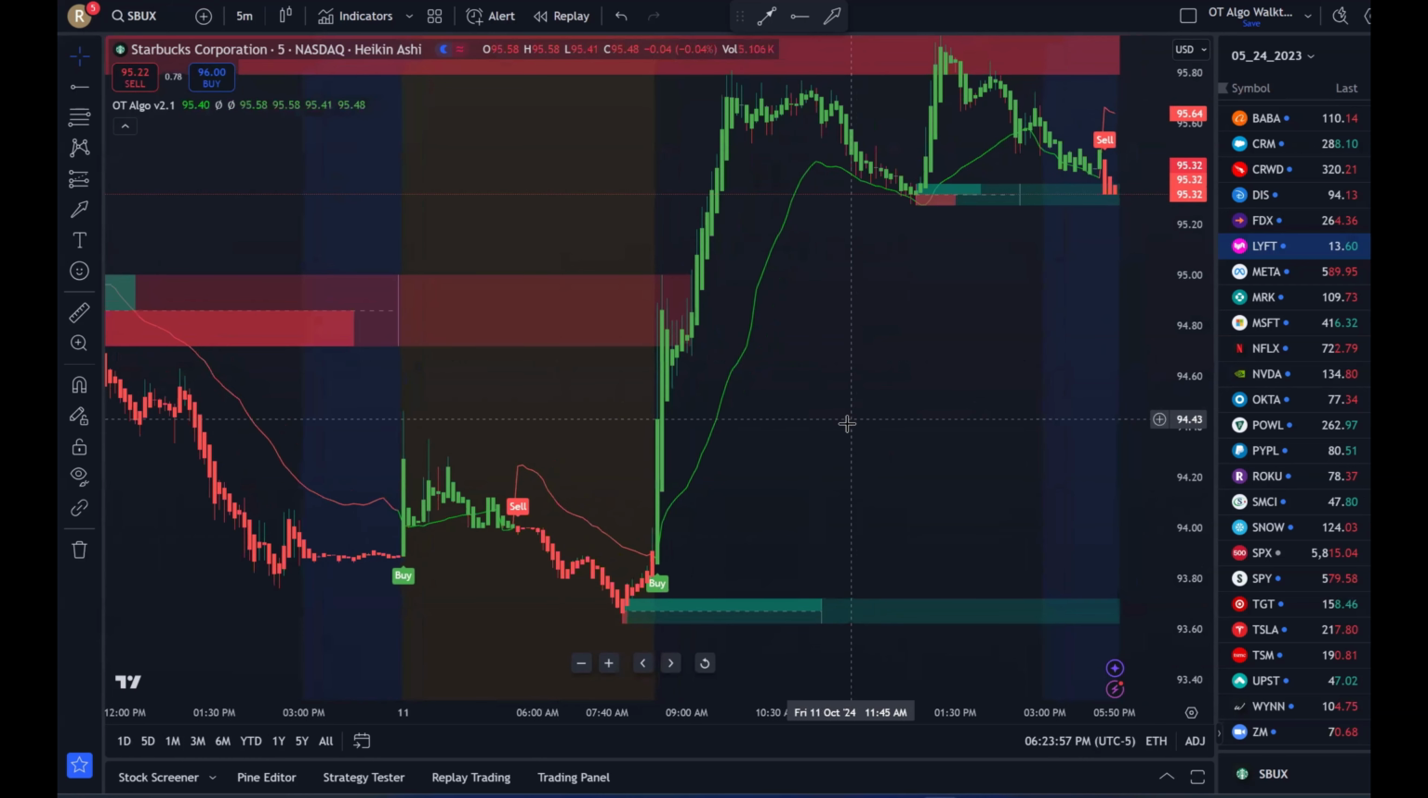The reason why I want to bring up this chart is that right after the order block at the market open, we have seen the buy signal here. And since then, the trend was always up. It started from around 93.85 and went all the way to the 95s.